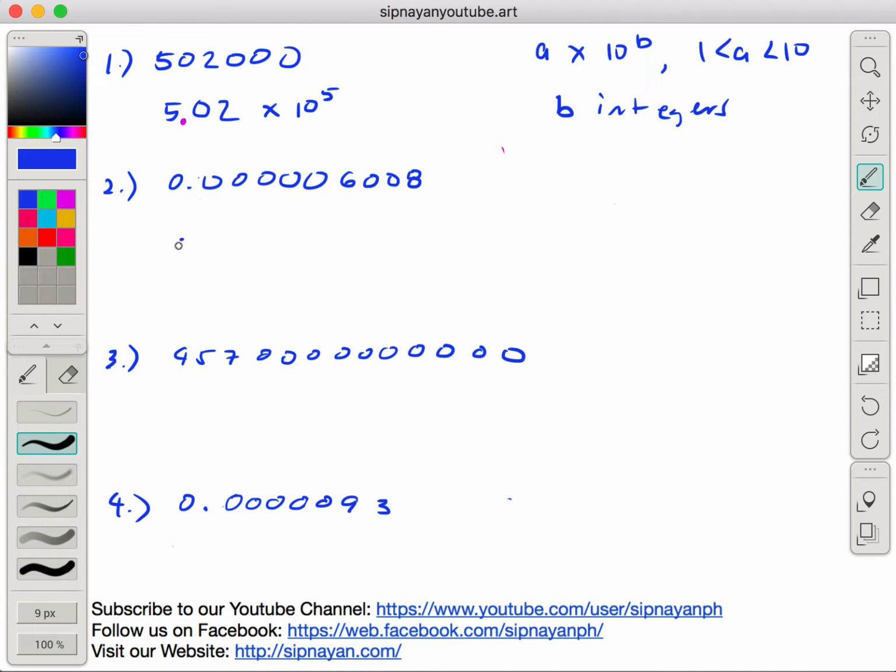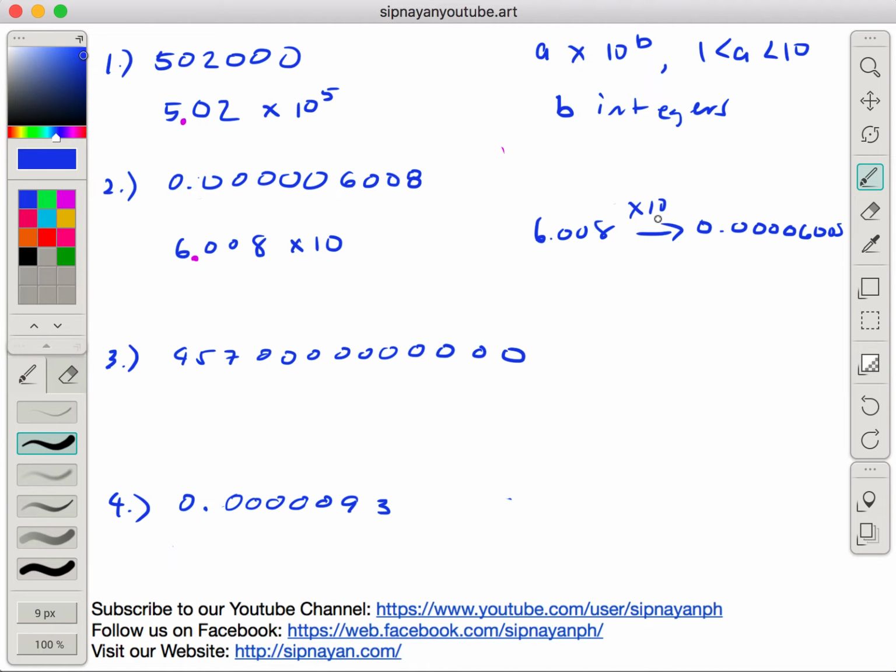Next we have 0.0006008. So again, we have 6008 and then we place the decimal point na may isa lang matira sa kaliwa ng decimal point. And then we multiply by 10. This time, lumaki ba from 6.008 up to 0.0006008? Ilang zeros yan? 4. Lumaki ba yung number natin o lumiit? Lumiit siya. From here to here ay lumiit siya. Ibig sabihin times 10 raised to a negative power tayo.